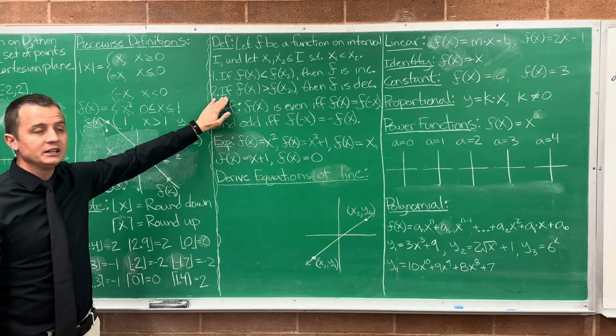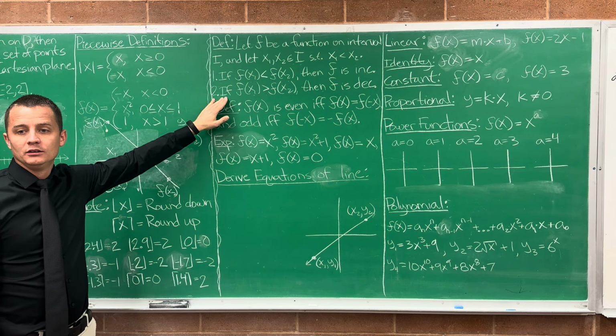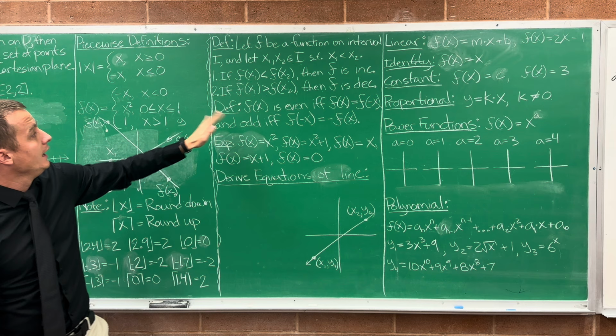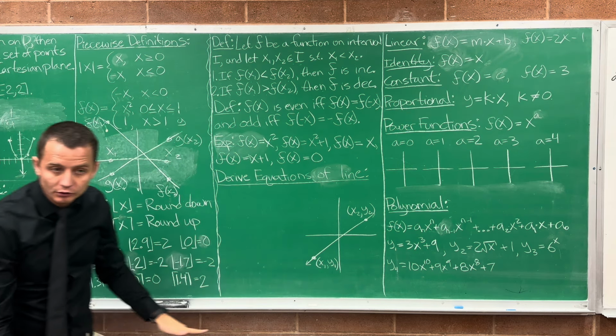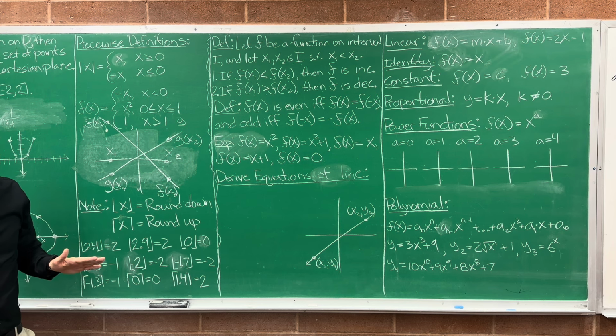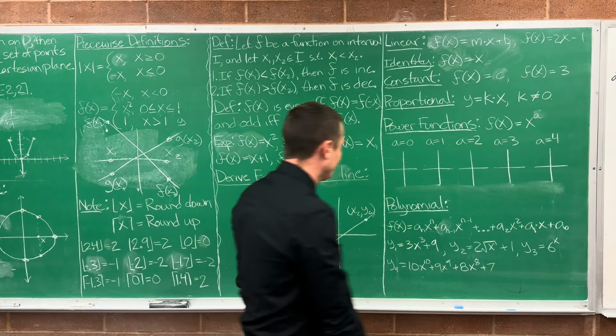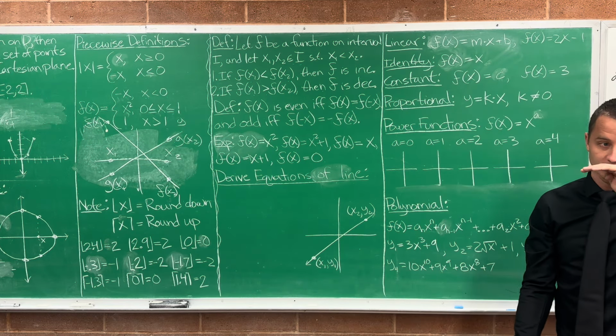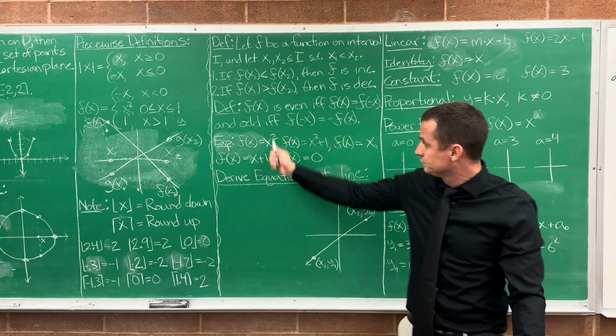So any questions about increasing or decreasing? A function is increasing if for any 2 points you pick in the interval, this is always the case. It always has to be increasing between those points, or always decreasing between those points. Alright, next we talk about even functions and odd functions. A function being even or odd.